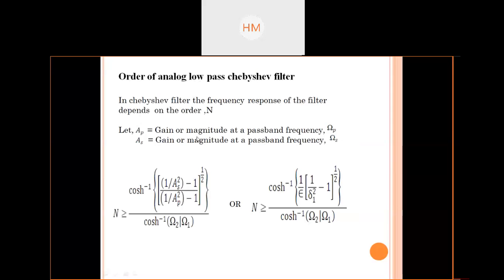Ap is the gain or magnitude at the passband frequency. As is the gain or magnitude at the stopband frequency. Ωs and Ωp, what are the cutoff frequencies? The stop band cutoff frequency and the pass band cutoff frequency, Ωp and Ωs. So N is greater than or equal to cosh inverse of (1 upon As square minus 1 upon Ap square minus 1) to the power half upon cosh inverse Ω2 upon Ω1.